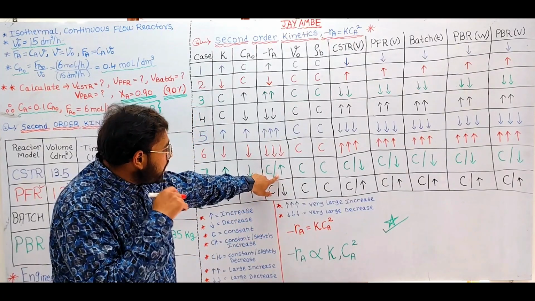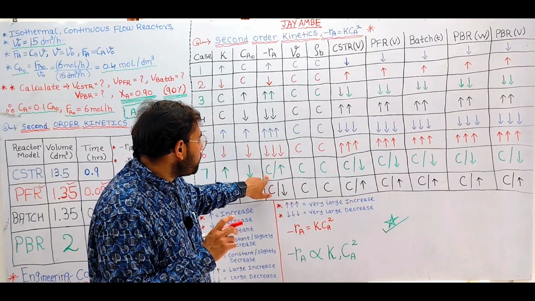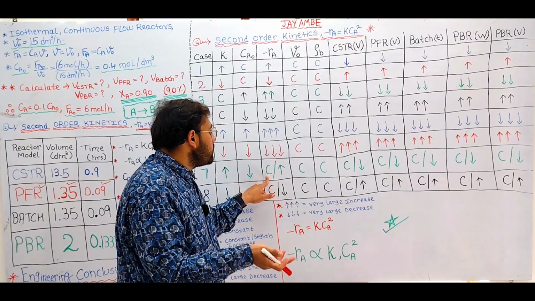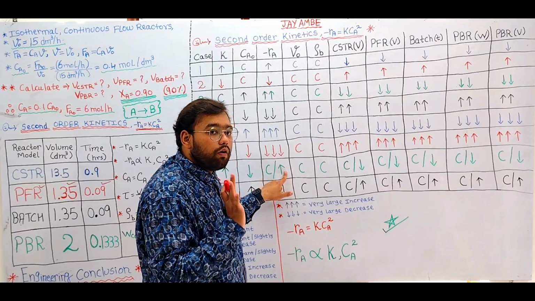So due to these reasons, the volume of the different reactor models will remain constant, as the rate of the reaction is constant, right? Or there may also be other possibilities due to a slight increase in the rate of the reaction, which means there is a slight increase in the speed of the reaction, right?